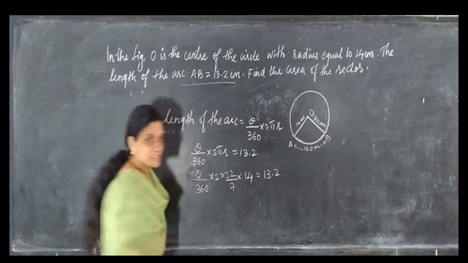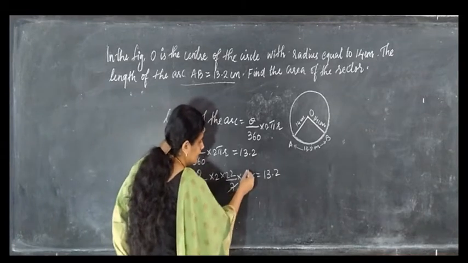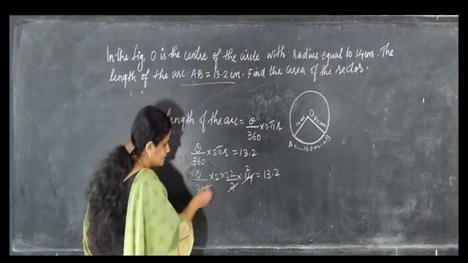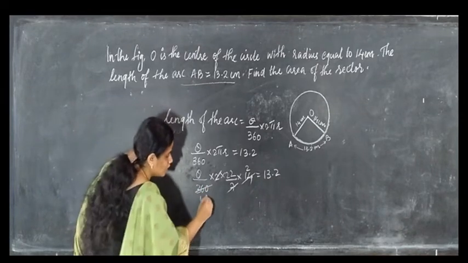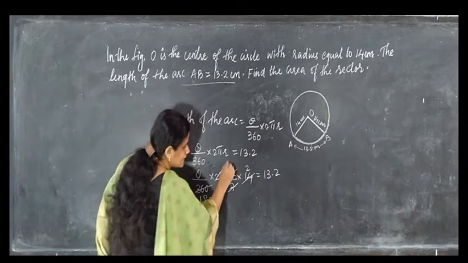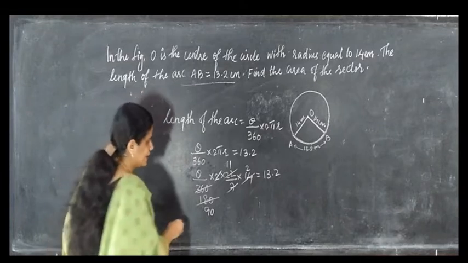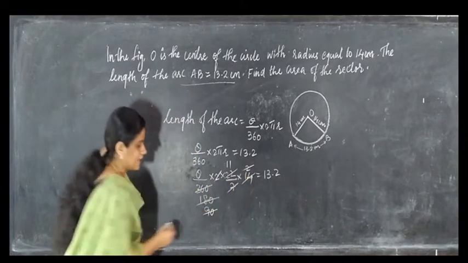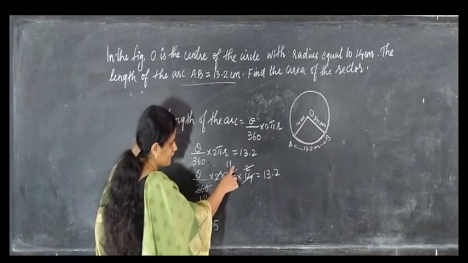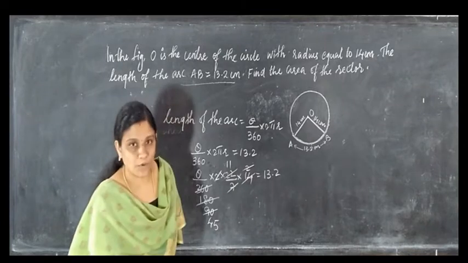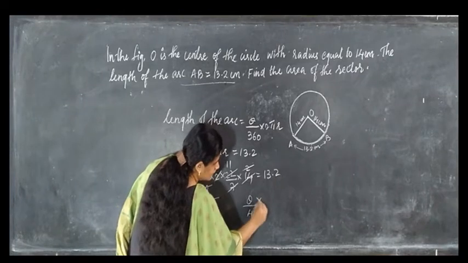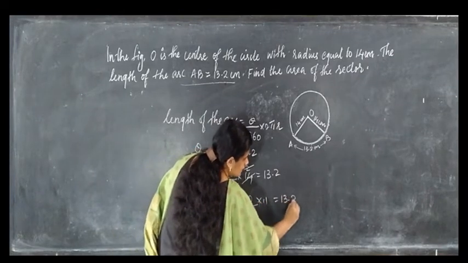Now, theta by 360 into 2 into 22 by 7 into radius 14 is equal to 13.2. Now we can cancel here 2 times. Again, can we cancel here? Yes. 2 and 36, 180, 22 and 180, 90 and 11. Again, 2 and 90, 45. Now what is remaining? Theta into 11 by 45 is equal to 13.2.